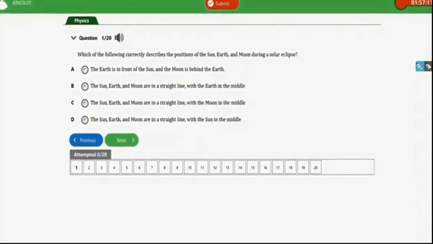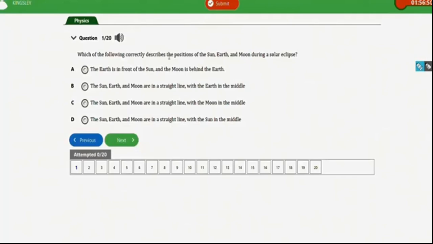In this video, we're going to learn how to solve these physics repeated questions under the subtopic propagation of light and light energy. We're going to practice with 20 repeated questions for this subtopic. So let's get started.